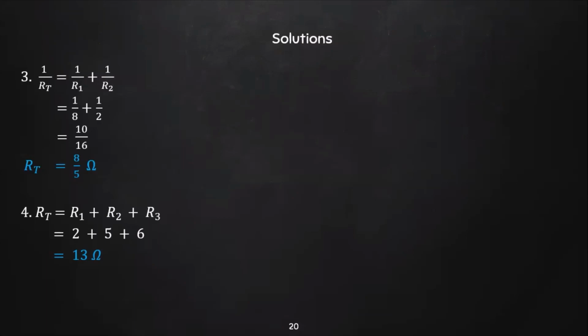And moving on to question 4, which is based on a series circuit, our R1 is 2, our R2 is 5 and our R3 is 6. Since it's a series circuit, we just basically add them all. So 2 plus 5 plus 6 equals 13 ohms.